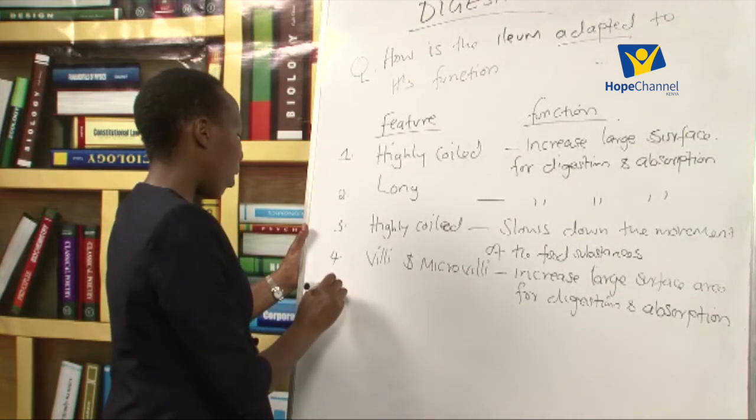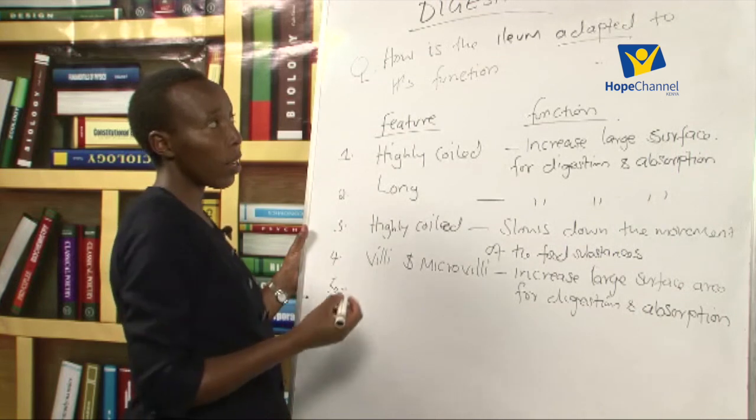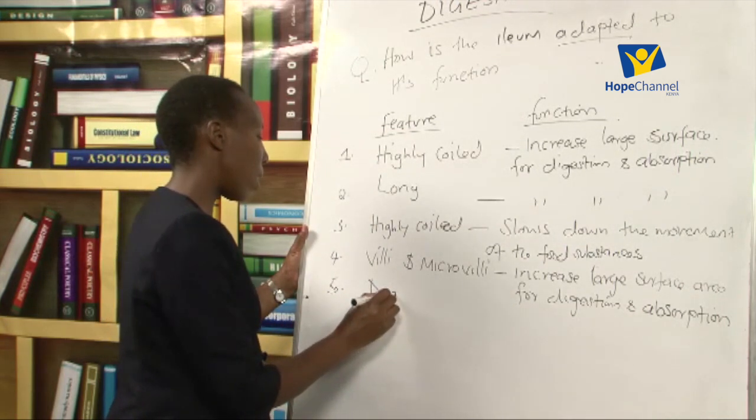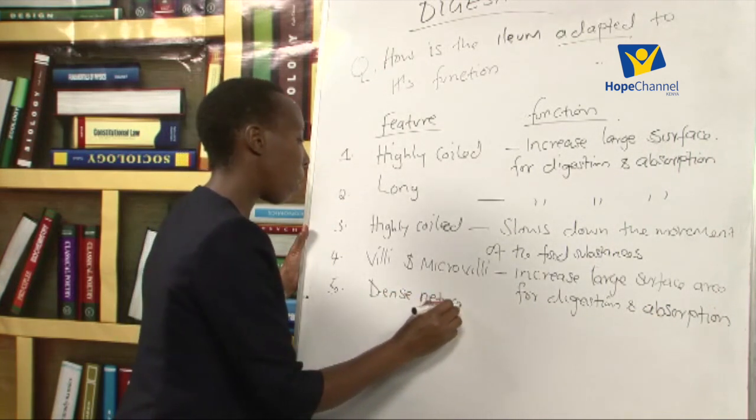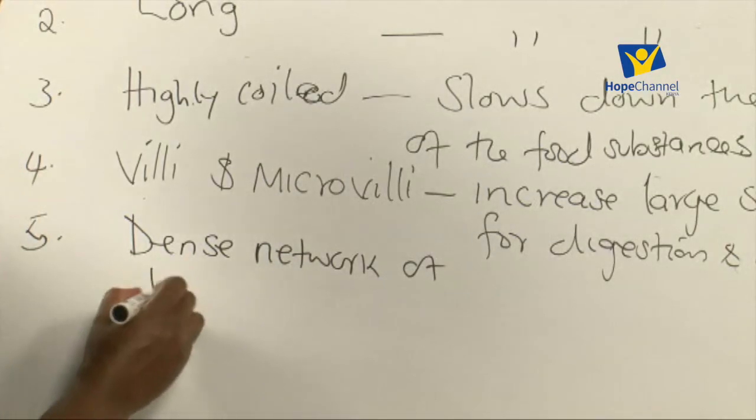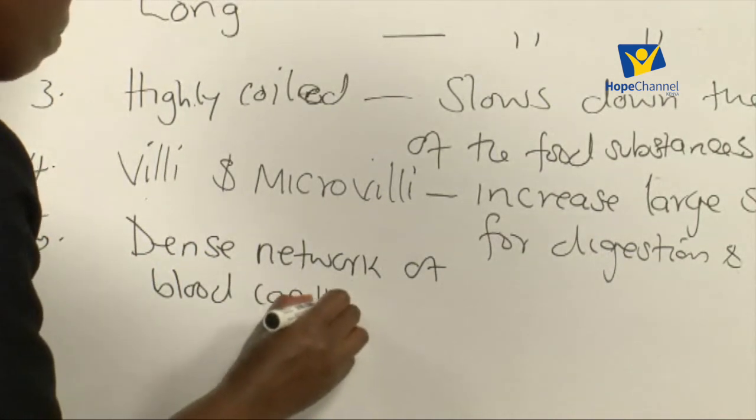Now, number 5, another feature that we find in the ileum is that there is a dense network of blood capillaries.